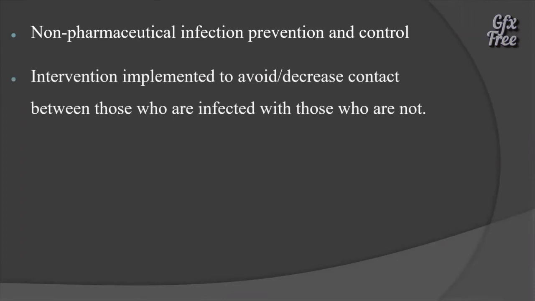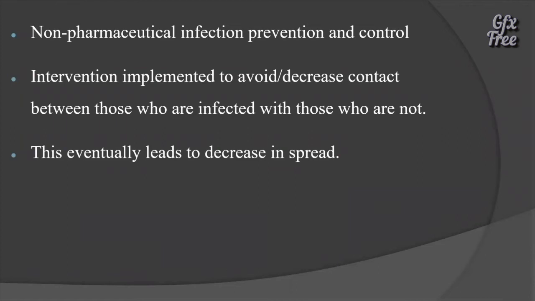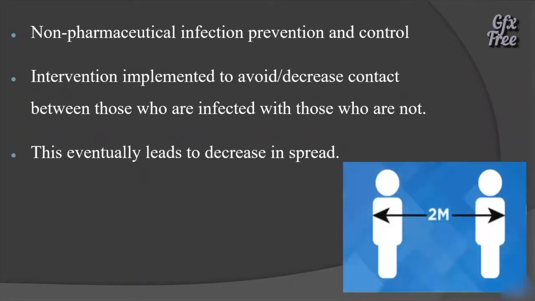It is an intervention implemented to avoid or decrease contact between those who are infected with a disease-causing pathogen and those who are not, so as to stop or slow down the rate and extent of disease transmission in a community. This eventually leads to a decrease in spread, morbidity, and mortality due to the disease. For example, if 2 people maintain a distance of at least 2 meters or 6 feet, there are fewer chances of spreading this infection from one to another.